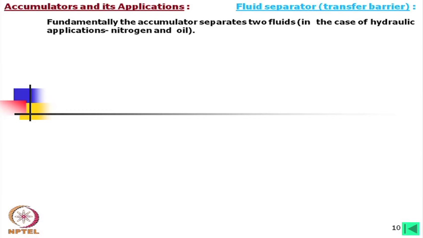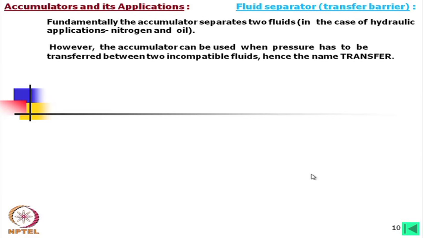Now, this is the fluid separator and transfer barrier. This is another application of such an accumulator. In that case, on two sides of the system there are two different fluids, and in between there is an accumulator. Fundamentally, the accumulator separates two fluids, in hydraulic applications say nitrogen and oil. The accumulator can be used when pressure has to be transferred between two incompatible fluids, hence the name transfer.